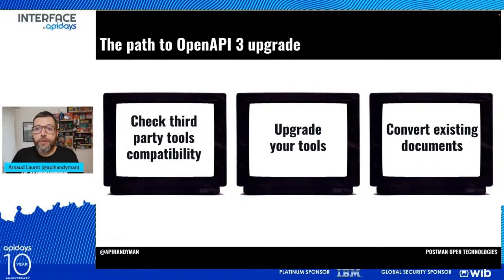Then you have to upgrade all your tooling. Usually you take advantage of open source parsers, so it should not be a big deal. And then you may convert your existing documents. No worries about that. Converting a Swagger 2 document to an OpenAPI 3 document is quite simple. There is no loss. And there are many tools. You can go check a website called openapi.tools that lists many tools that use OpenAPI, and there is a section regarding converters.